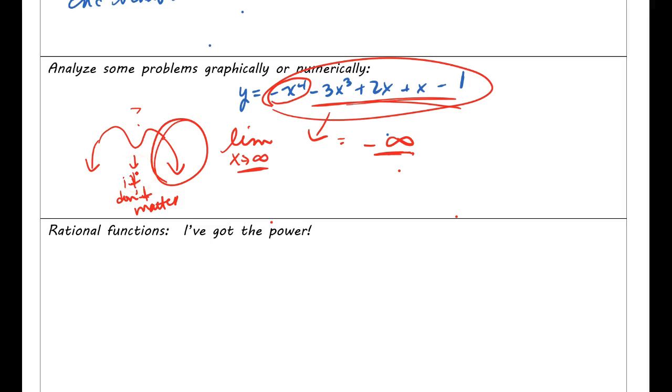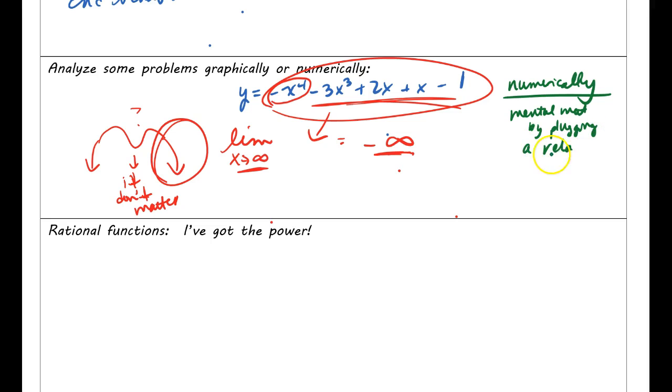Now, if you wanted to analyze this numerically, I am not a huge fan of this, but it makes sense for a lot of people. If you're quick with numbers and good with numbers, numerically is the way to go. Pretty much, you just mental math it. You mental math by plugging in a relatively large x. A relatively large x value.